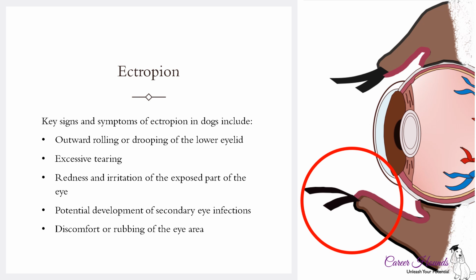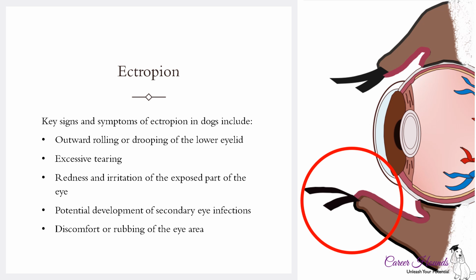Breeds with loose facial skin or droopy eyelids, such as bloodhounds, St. Bernards, and Basset hounds, are more predisposed to ectropion. Additionally, it can be congenital or acquired due to aging, scarring, or facial nerve paralysis. Treatment for ectropion depends on the severity of the condition. Mild cases may not require intervention, but severe cases often necessitate surgery to correct the eyelid's position.